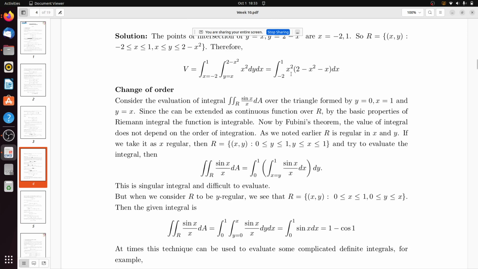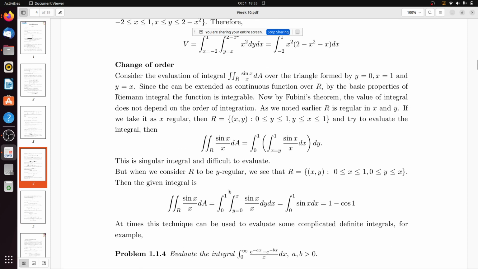That will be your home task, to solve this with respect to x. Now, how the change of integration order works using Fubini's theorem, this problem will give you that answer.